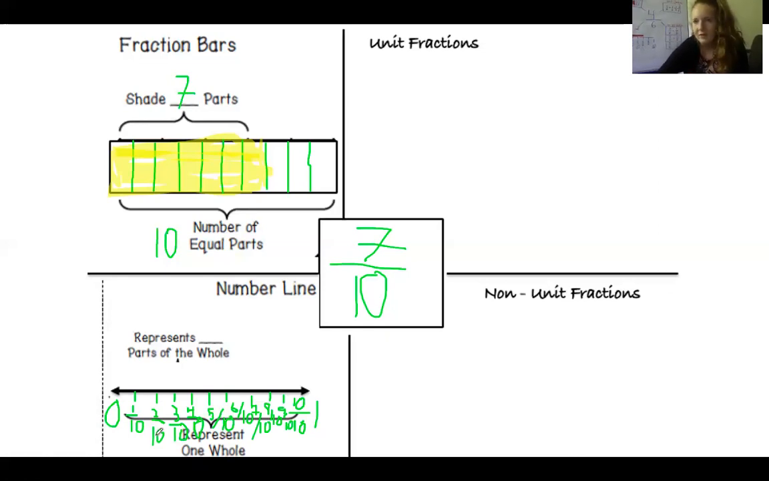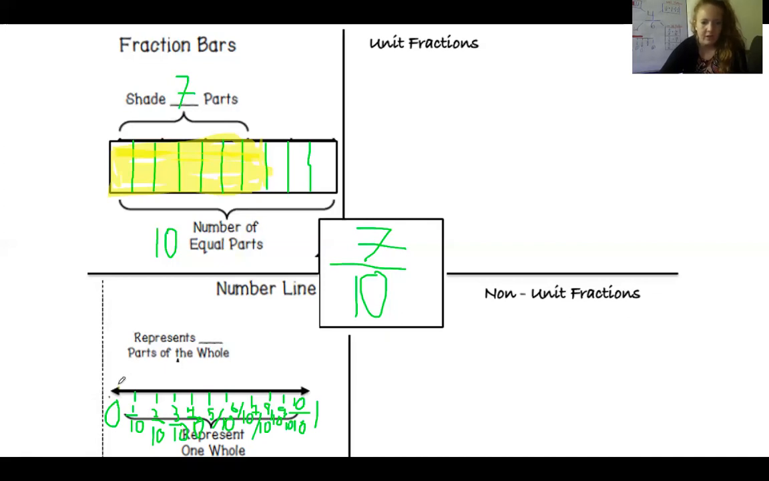2 tenths I know is the same as 1/5, because 2 divided by 2 would be 1, 10 divided by 2 would be 5, etc. You can do that if you want to, but you don't have to for today. My next step now is to show how many we have selected, how much. So it would be 7 tenths.